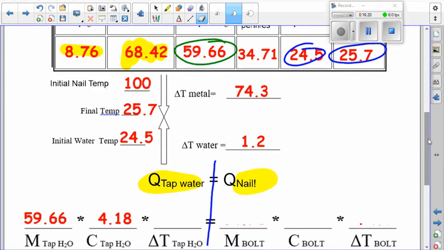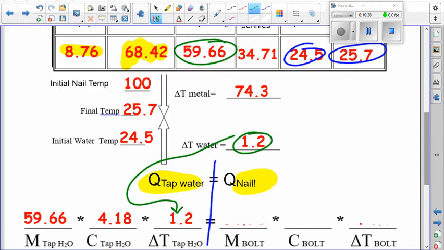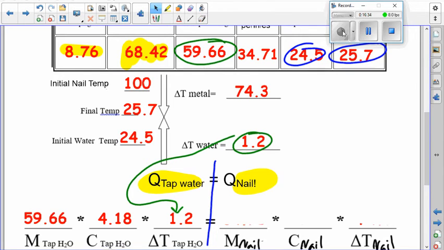And the delta T of your tap water, Warda? Yep. And that was just this guy right here. That's where he goes. Okay, now on the other side of the fence. What is the mass of the nail?